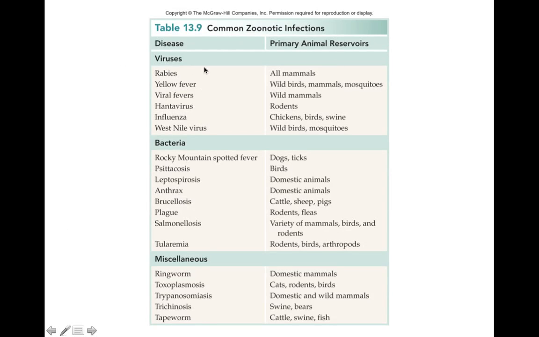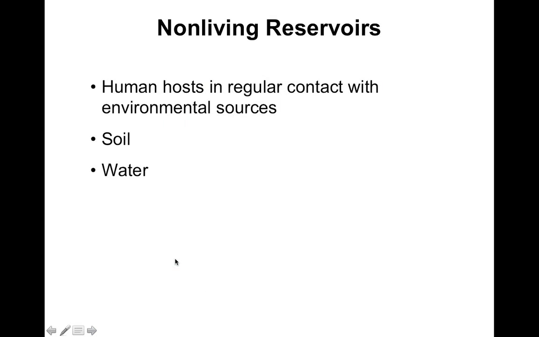So here are a few common examples. For viruses, you can see rabies, yellow fever, viral fever, hantavirus, influenza, West Nile virus. All these you've heard about before. For bacteria, things like plague, salmonellosis, anthrax, all found in animals first and then transmitted to us. And parasites are notorious for this. Almost every parasite has an animal reservoir of some sort.